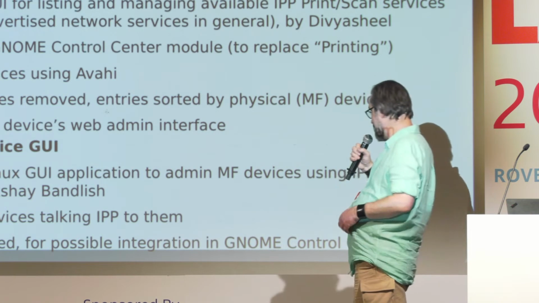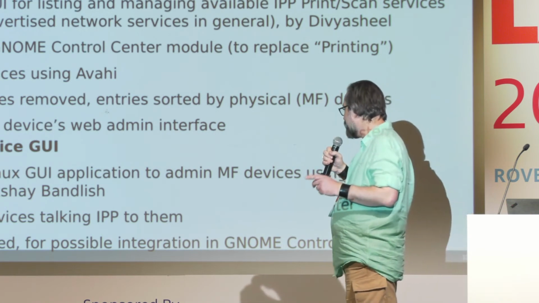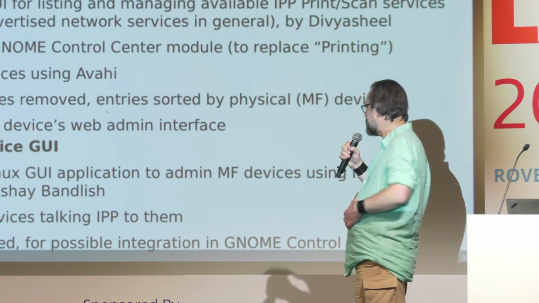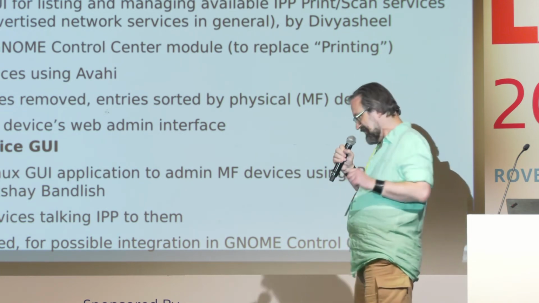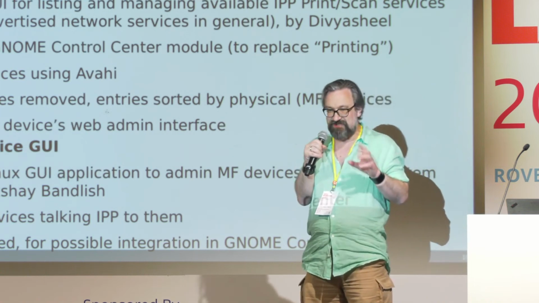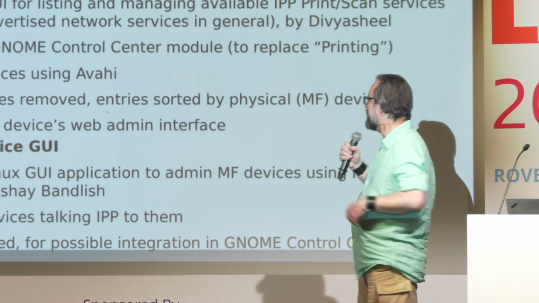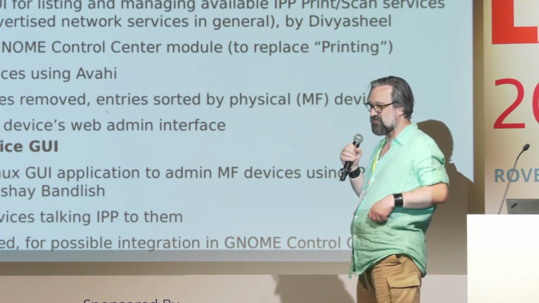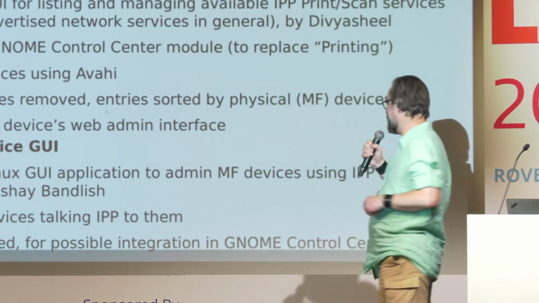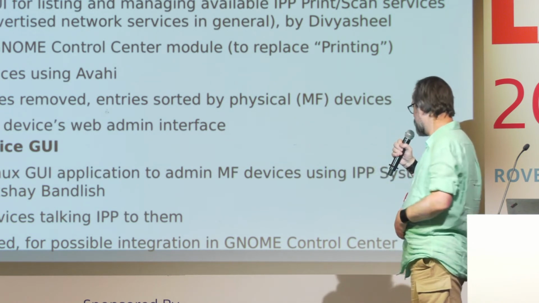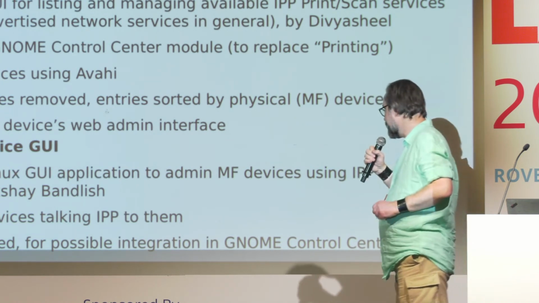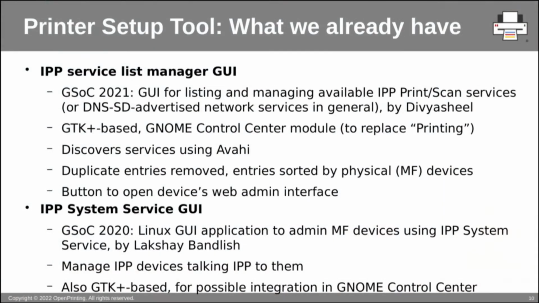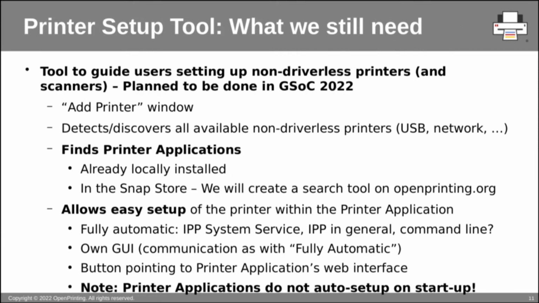device's web interface. Then in 2020, in the Google Summer of Code, another student has written the IPP System Service GUI. So this student has written the dialog which is opened when in the list of IPP services, you click the button for the IPP System Service. It's also ready for being added to the Gnome Control Center.